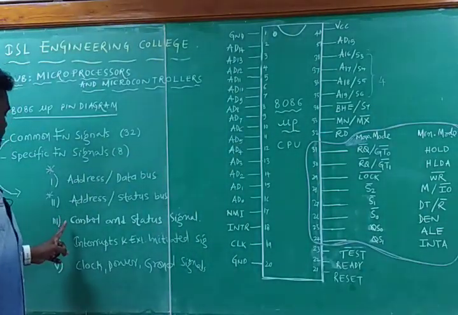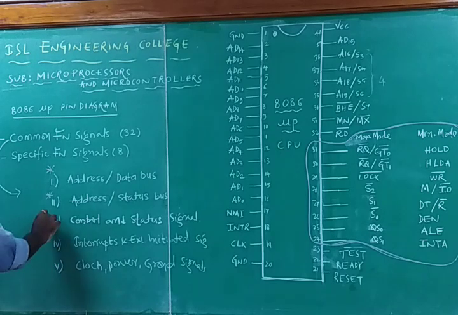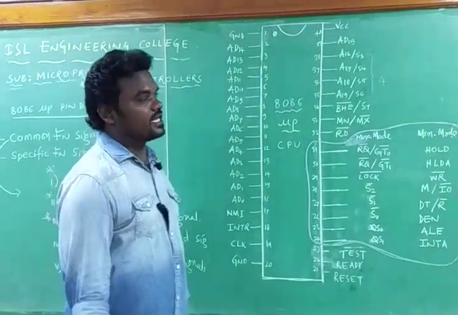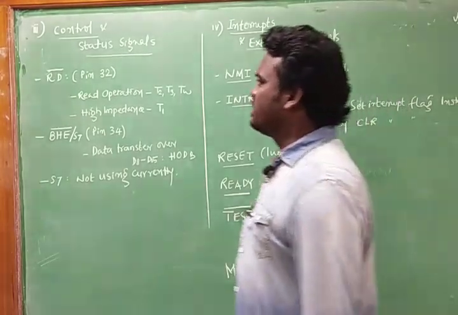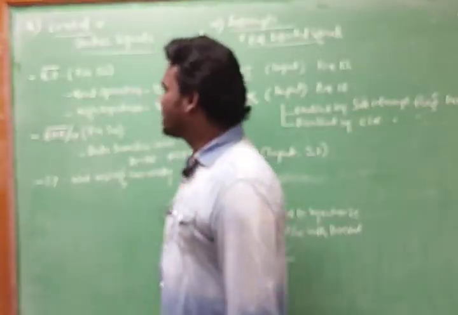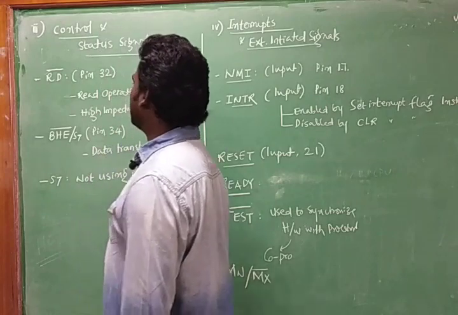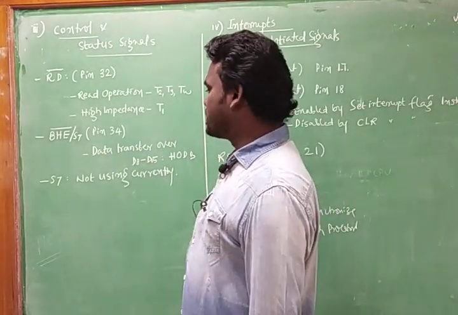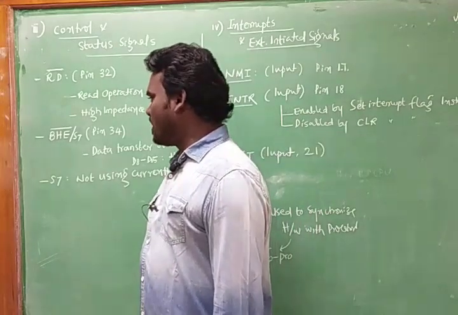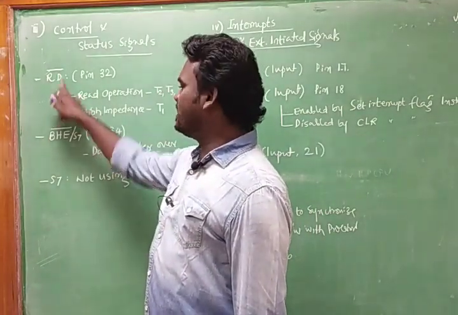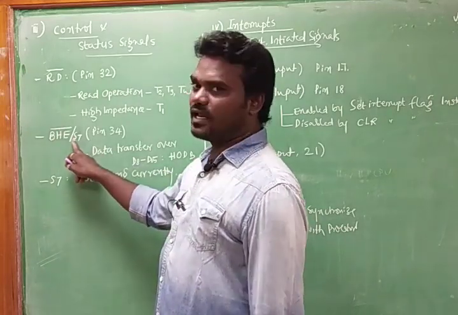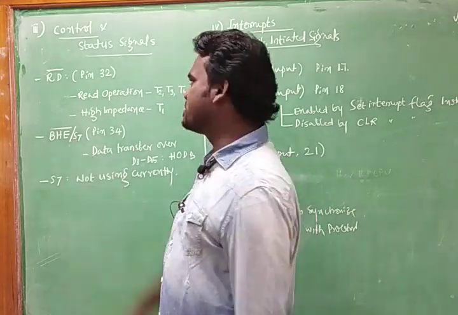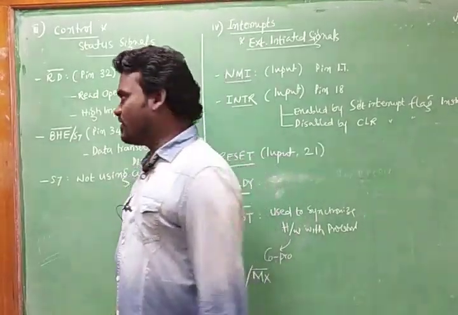And coming to the third category of the common function signals, it is named control and status signals. Yes, this is the third category in the common function signals. Here we are going to discuss 3 signals: RD, an active low read signal; BHE, the bus high enable signal, which is also an active low signal; and a status signal, that is S7, which doesn't have any significance in the processor.